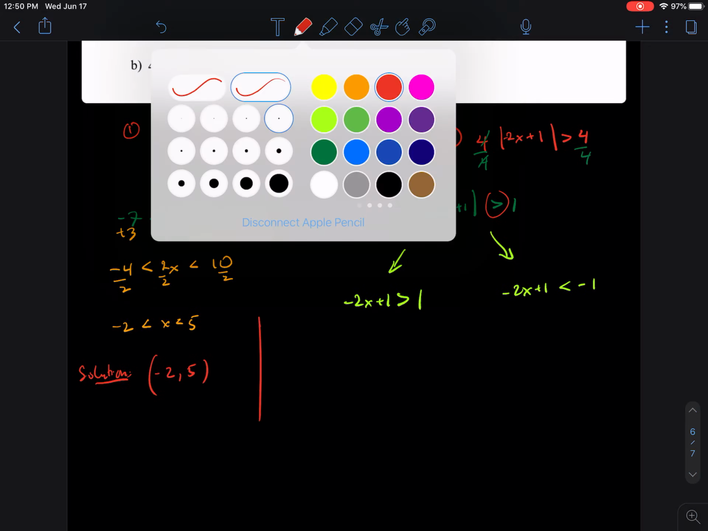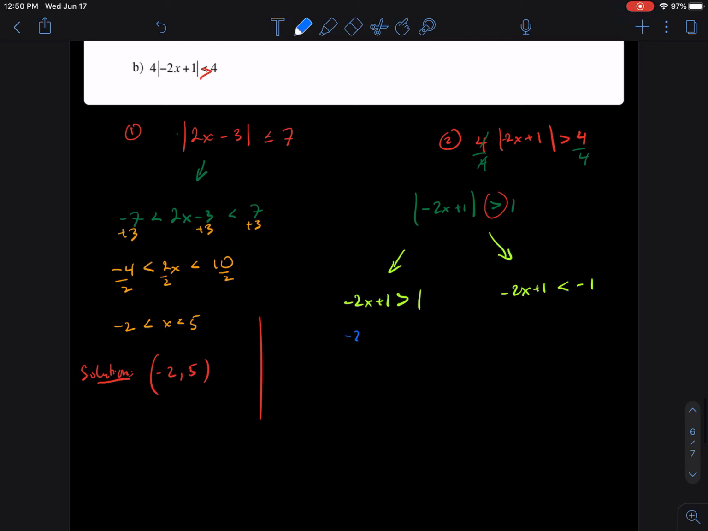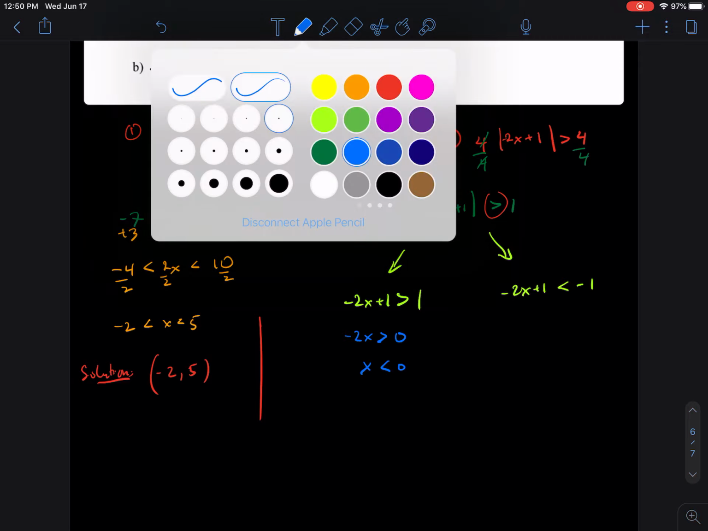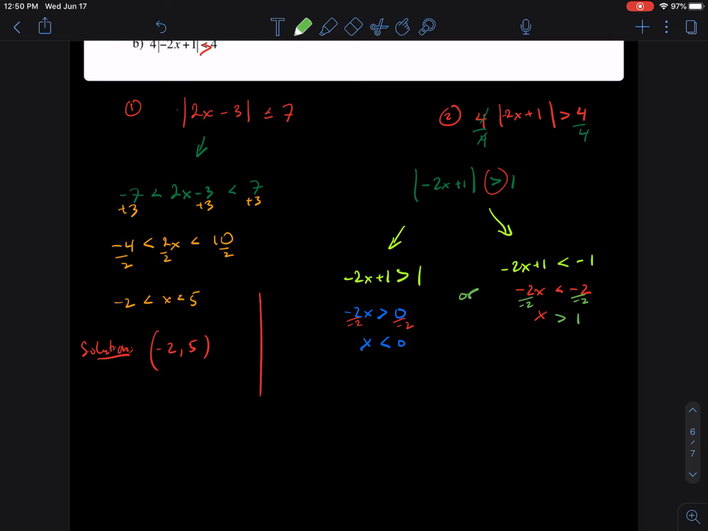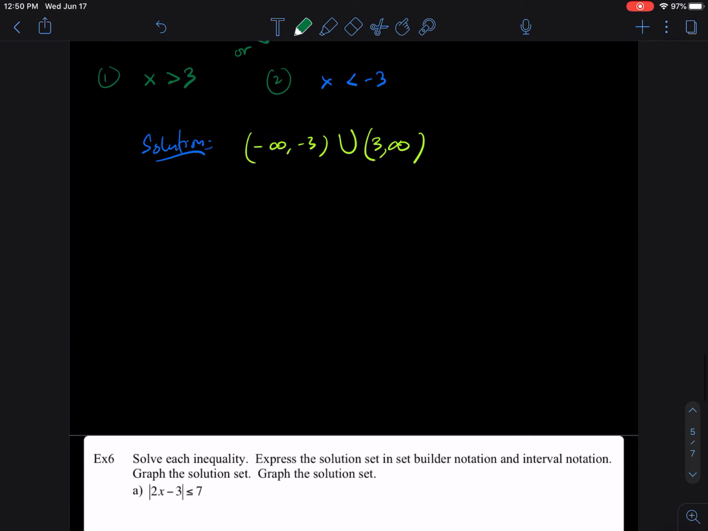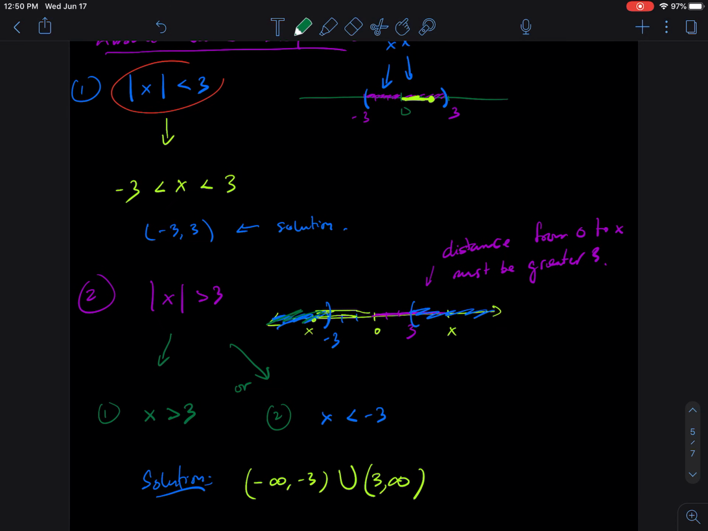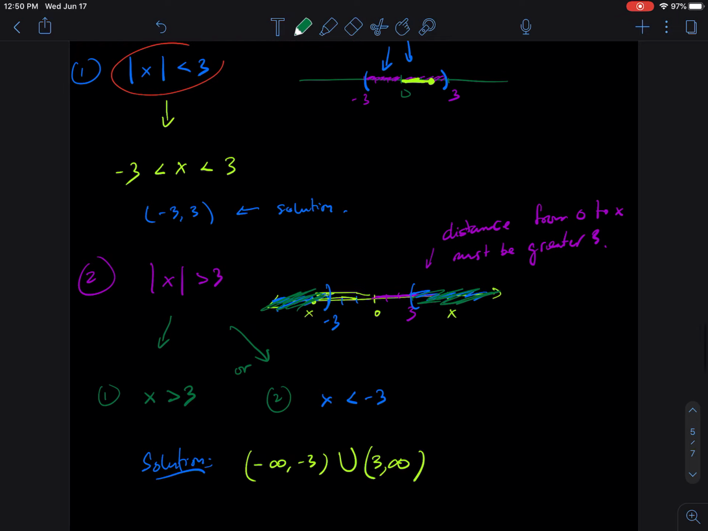Over here, if I solve these inequalities, I get negative 2x greater than 0. Therefore, x is less than 0, because when we divide by a negative, the inequality changes. And then over here, negative 2x less than negative 2; if we divide by negative 2, the inequality is going to change again. So x is greater than 1, because dividing by negative 2 gives us 1. So this is an OR statement, because when we look at the picture, it's either to the left of that number or to the right of that positive number.